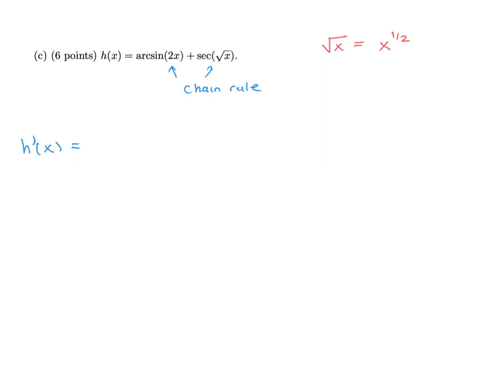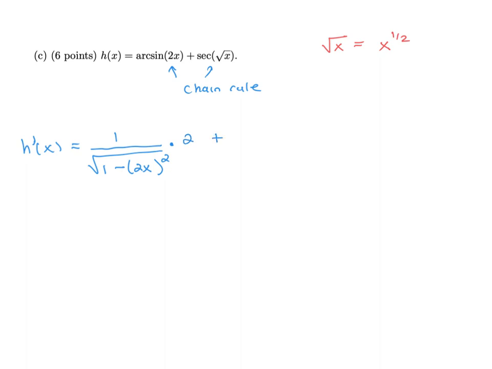arcsine, which is sine inverse. That's 1 over the square root of 1 minus whatever's in place of it squared, and 2x is in place of it. By the chain rule, you have to multiply by the derivative of what's composed in this function. The derivative of 2x is just 2, and I'll put that here.